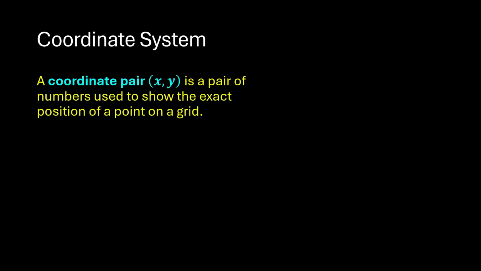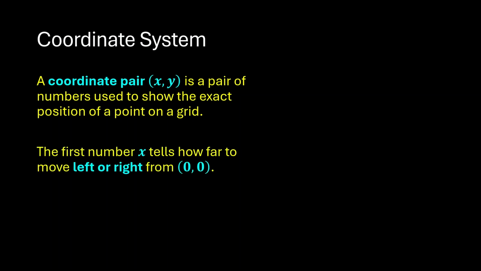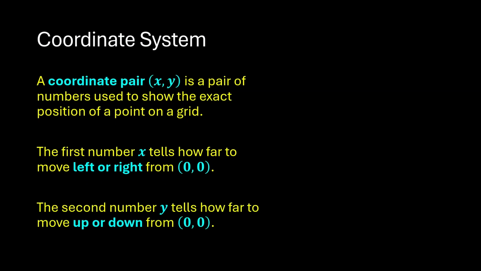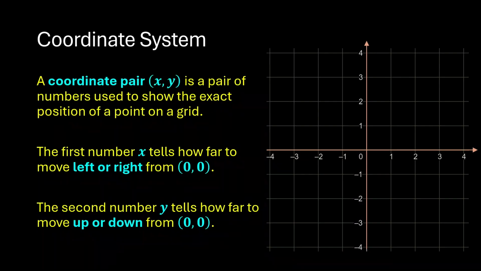We're going to begin with a coordinate system review. A coordinate pair (x, y) is a pair of numbers used to show the exact position of a point on a grid. The first number, x, tells us how far to move left or right from (0, 0). The second number, y, tells how far to move up or down from (0, 0). So let's take a look at a couple of examples. The point (2, 3) is positioned here. And the point (-3, -2) is positioned here.